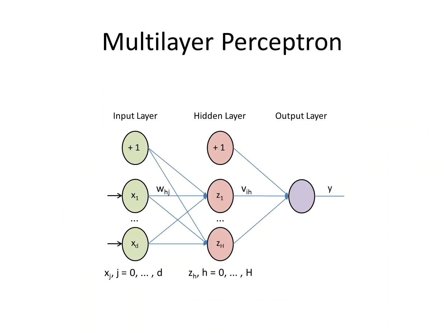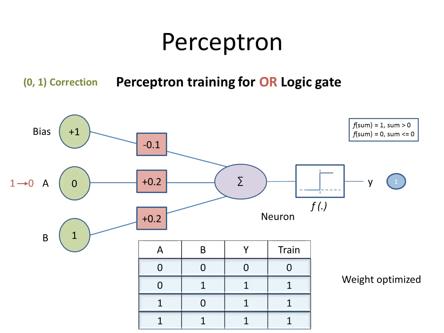Now let's move ahead to the multilayer perceptron. Here we have a single neuron, so we are able to train the OR logic gate. But for the XOR logic gate, we can't accomplish this task via a single neuron, because the OR logic gate is linearly separable, as you can see: the first output is 0 and the rest of the outputs are 1.